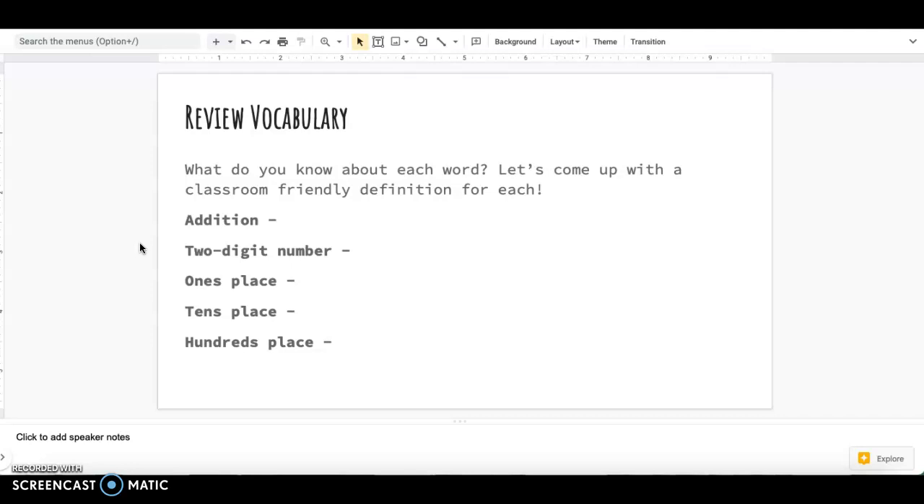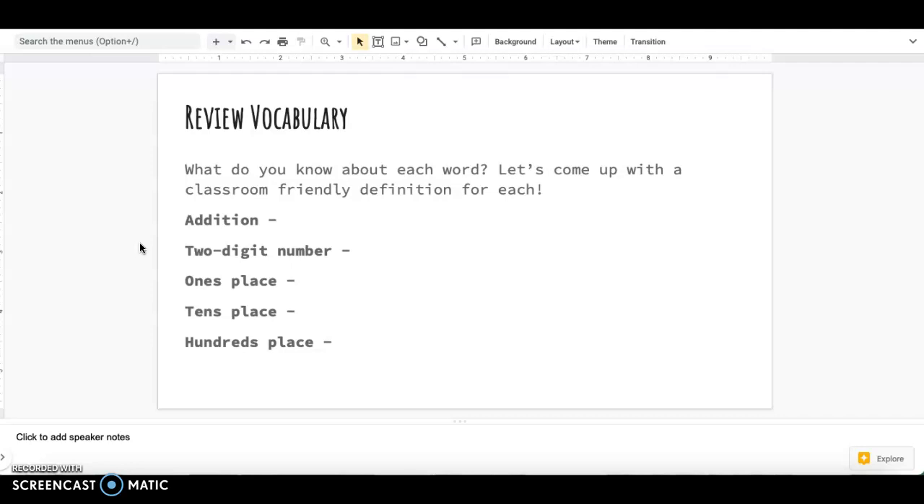So on the smartboard, this Google Slides presentation will be presented for my students, and we have 5 different vocabulary words. So I will pose these words to my students and ask the questions, what do you know about each word? Let's come up with a classroom-friendly definition for each. So our vocabulary words are addition, two-digit number, ones place, tens place, and hundreds place.